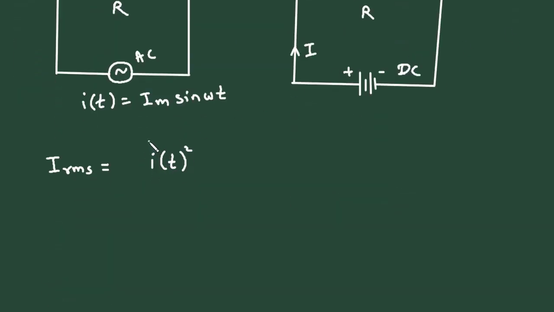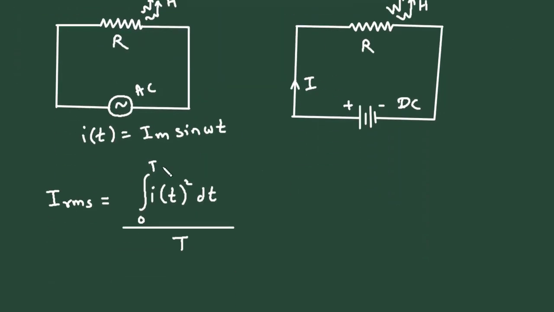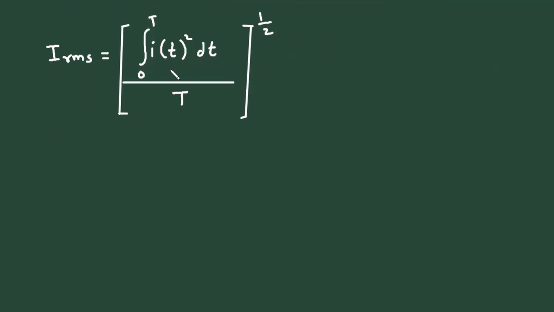So it will be like this, integral from 0 to T dt, and it will be divided by T. Now we will take root. So root means to the power 1 by 2. We will take its power 1 by 2. Now if we solve this, we will get IRMS.